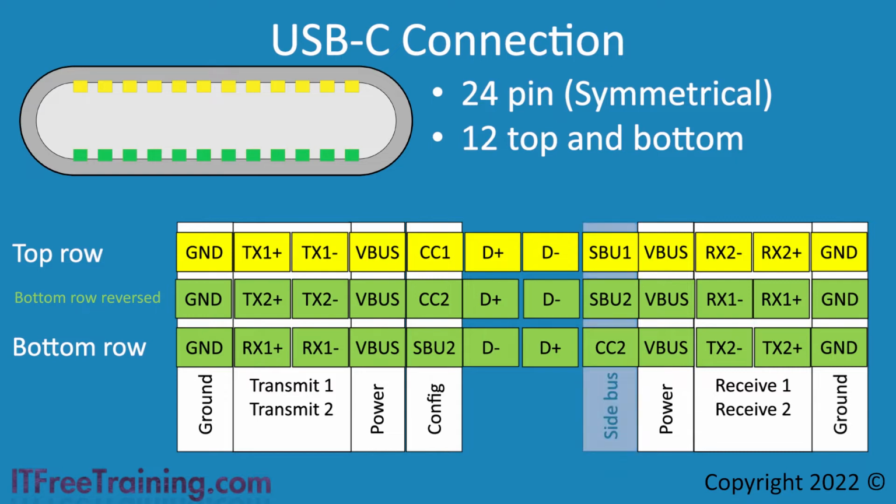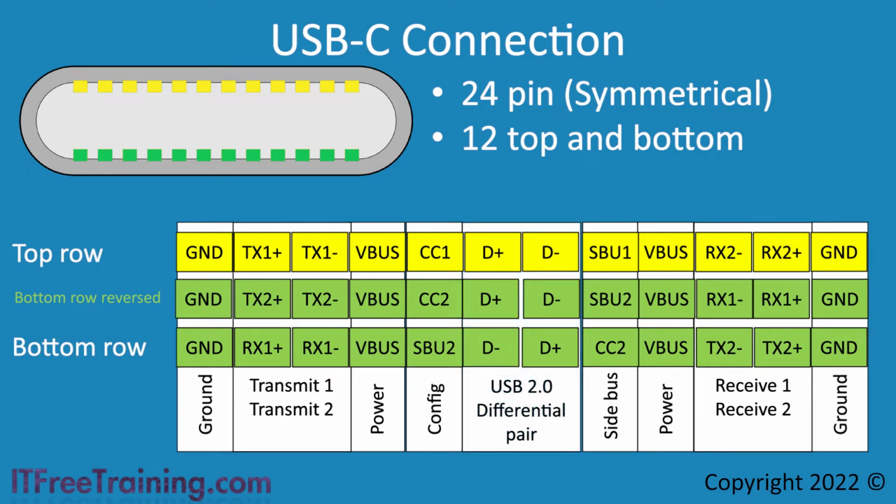The next pins are side bus mode. I will cover this more later in the video, but essentially, these pins provide a channel in the reverse direction. This is useful for protocols that need to return data, like the HDMI and DisplayPort audio return feature. The last pins of the connector are the USB 2.0 differential pair. These are essentially used for backwards compatibility with USB 2.0.